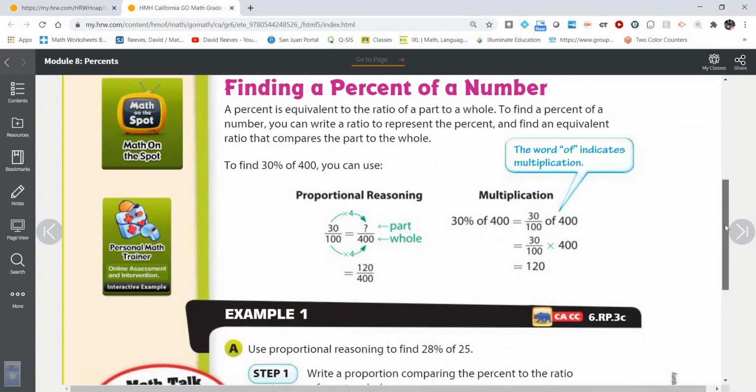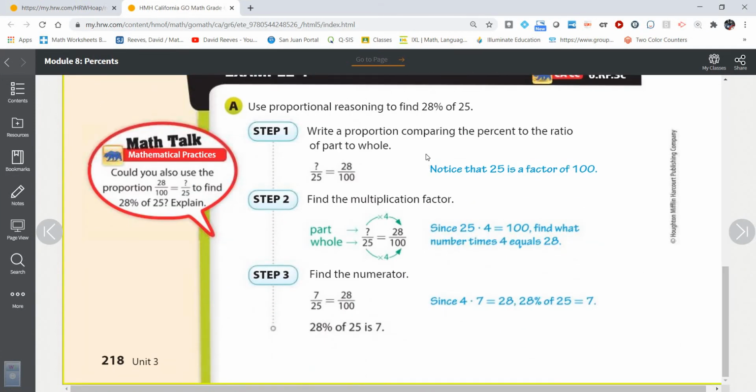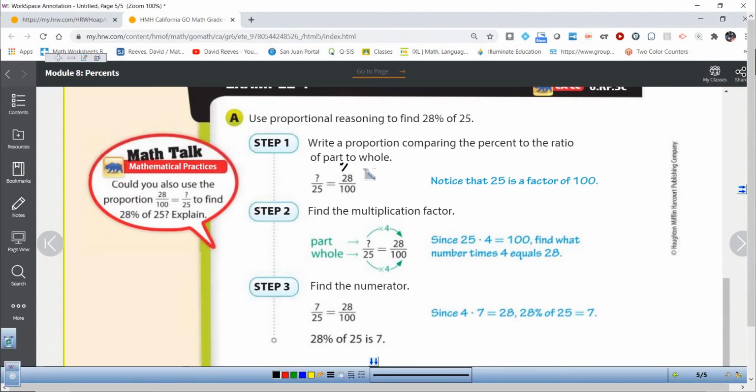Okay? So if we take a look, we have a couple examples here. 28% of 25, so there's our 28% over 100, right? That is our percent ratio. This is our quantity ratio. And you'll notice here the denominator is 100. So once again, our equivalency factor is 4. So then the question is, what do I have to multiply by? Because the percent is 4 times the quantity. Do you see that? The percent is 4 times the quantity.